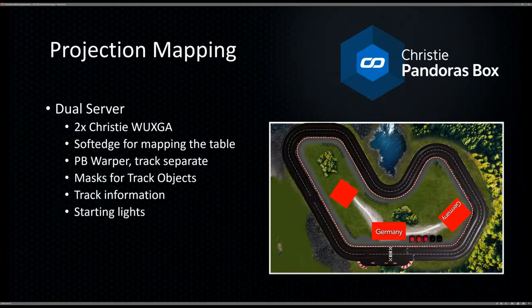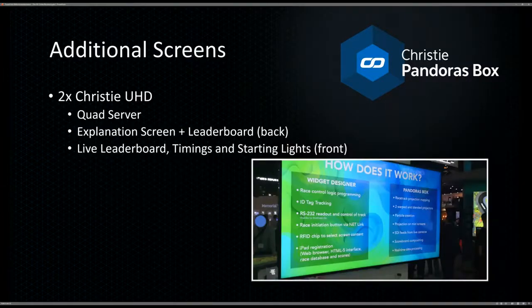Finally we also added some starting lights. If the participants concentrate on the start here, we added some lights to initiate the race start. That was it about the mapping and the dual server. That was its only purpose, to project this information. The next thing we had was all the info screens around, where we had the results. That one is not the result screen, that's the advert screen.